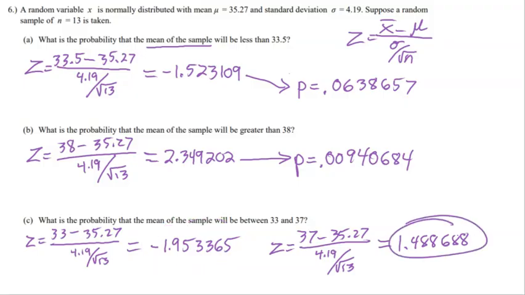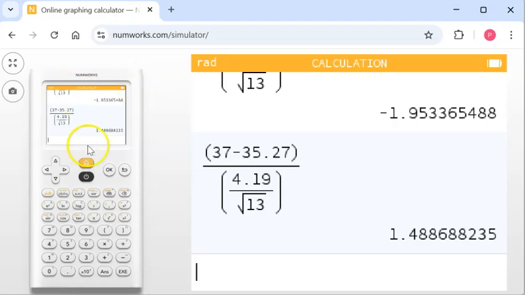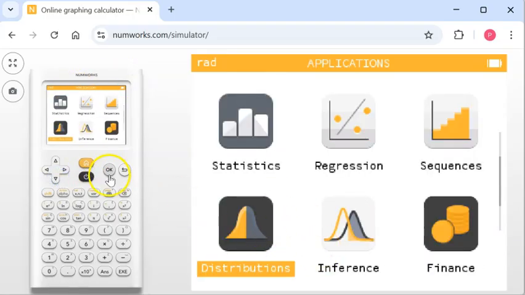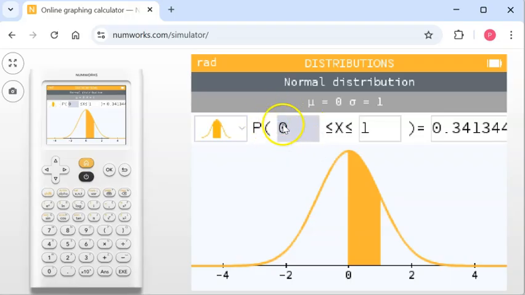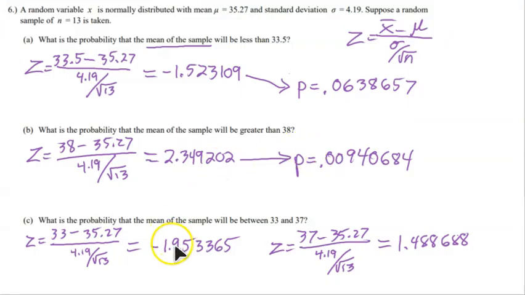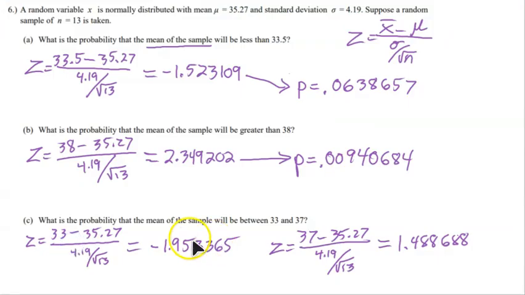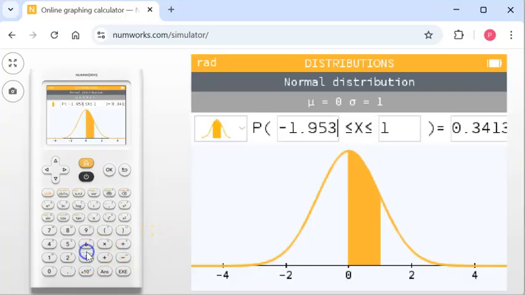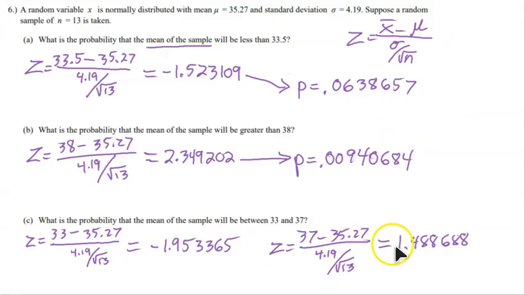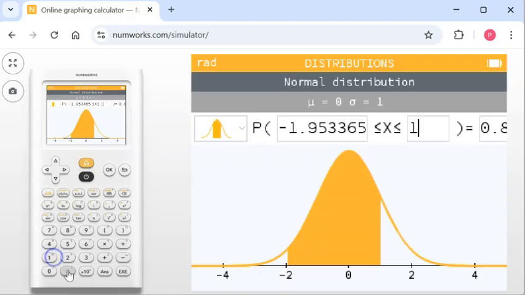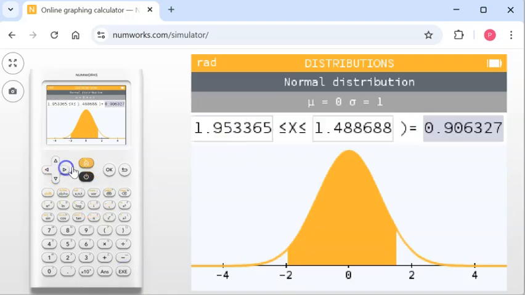smaller z-score and this z-score for the larger z-score. So we'll go home, then down to distributions, hit OK. We're going to put the smaller z-score here and the larger z-score here, and x is in between them. Smaller z-score is negative 1.953365, and then the larger z-score is 1.488688, and then execute, and here is our answer.